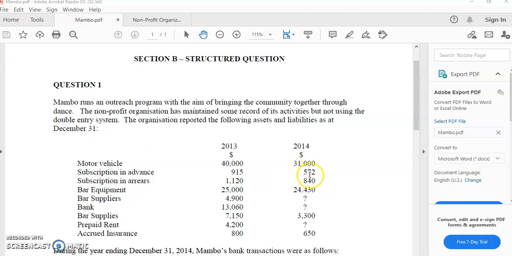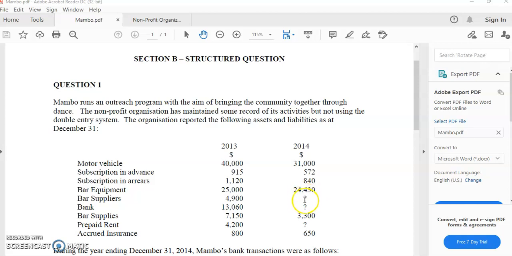You had subscription in advance of $572, subscription in arrears of $840, bar equipment value $24,430. You did not know the value for your bar suppliers who are your creditors. You don't know the value at the end.